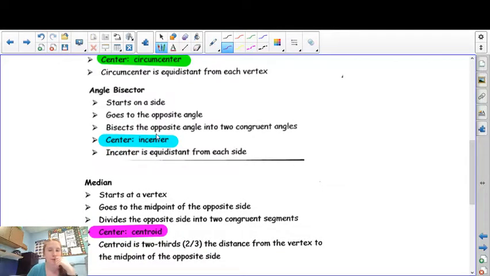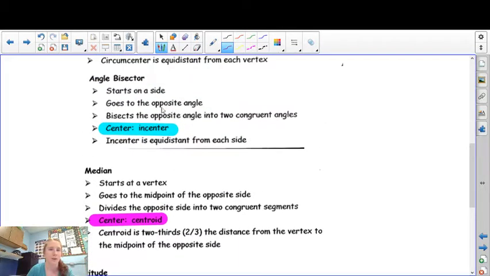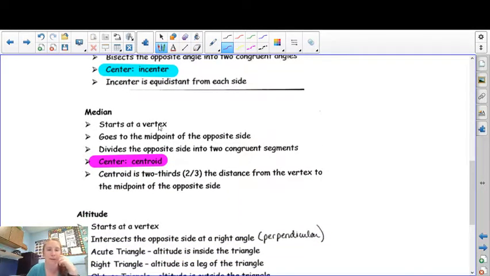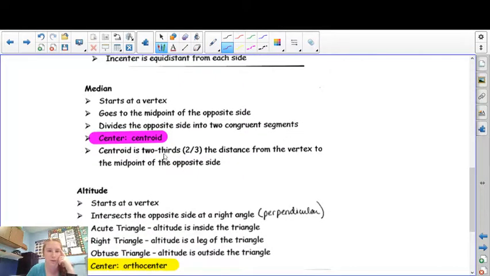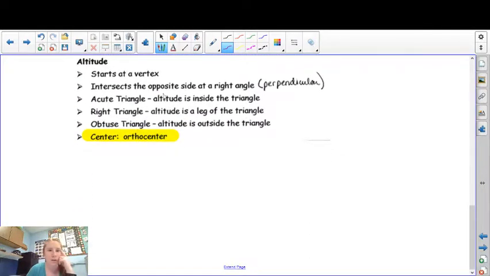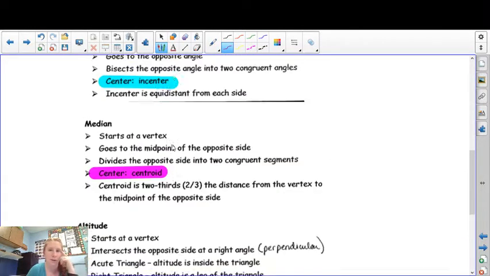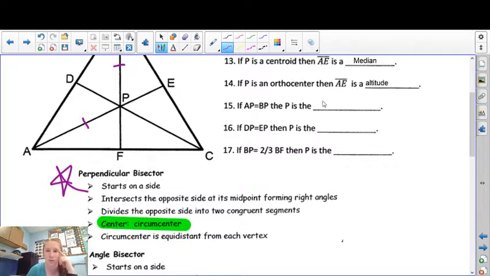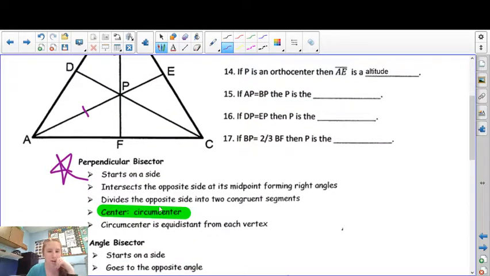Starts at the side, goes to the opposite side, bisects the opposite angle into two congruent angles. I don't have anything with angles, so I don't really care about a bisector. Median: midpoint on the opposite side, divides opposite side into two congruent segments. Centroid is 2/3 the distance. Nope, I have equal distance. Altitude starts at a vertex, intersects the side. Altitude is inside, outside, the leg, and outside. It doesn't matter at all. So it has to be perpendicular bisector. So it bisects it, so then he's the circumcenter.